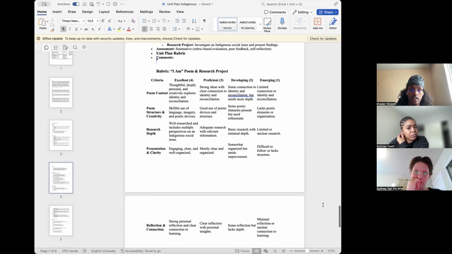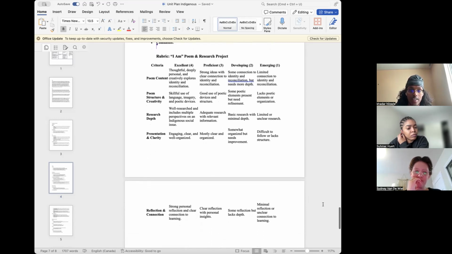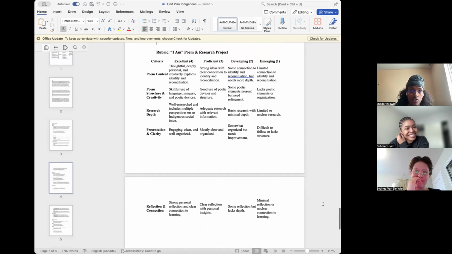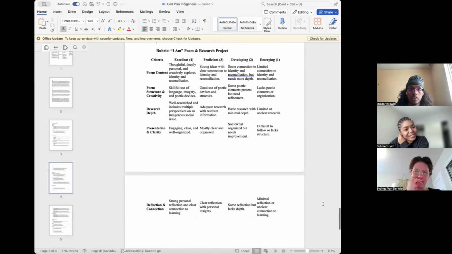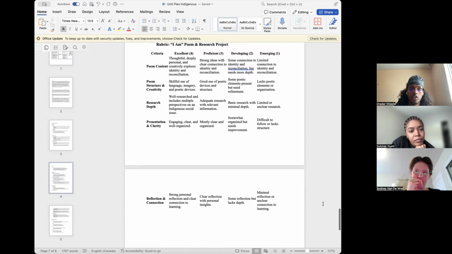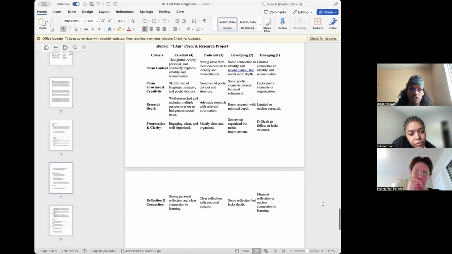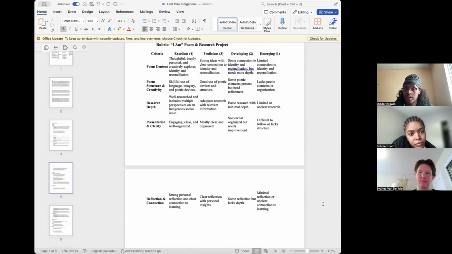And this is the rubric right here. I don't think I have enough time to read the entire thing, but it's right here. The rubric for the I Am poem and research project has poem content, poem structure and creativity, research depth, presentation and clarity, and reflection and connection. And that is it. Thank you.